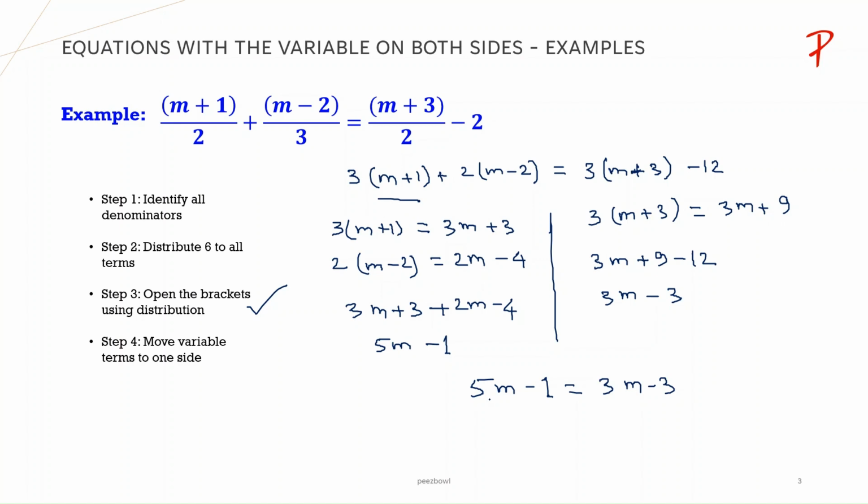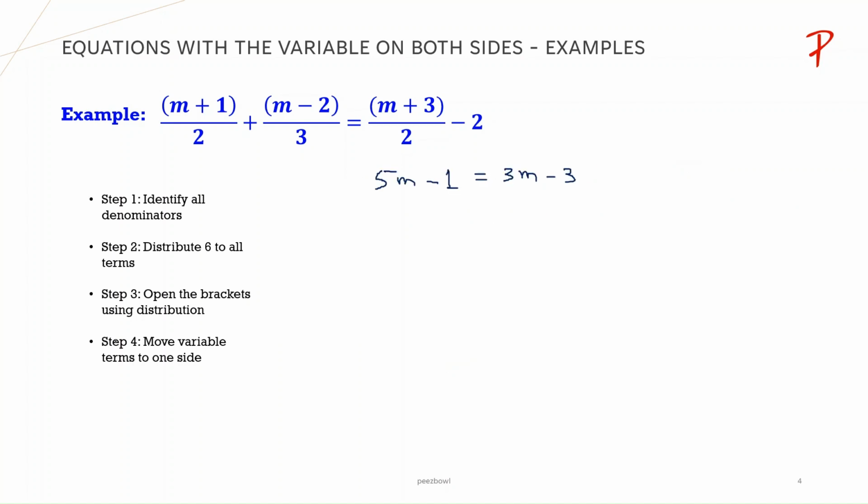Let us see it on the next slide. For step 4, we need to move variable terms to one side. So let us bring all the m terms to the left side. We need to subtract 3m from both sides. So it is 5m minus 1 minus 3m. I am subtracting 3m on the left hand side, so I am going to subtract 3m on the right hand side as well, right? So on the left hand side we have 5m minus 3m, which is 2m, and then minus 1.